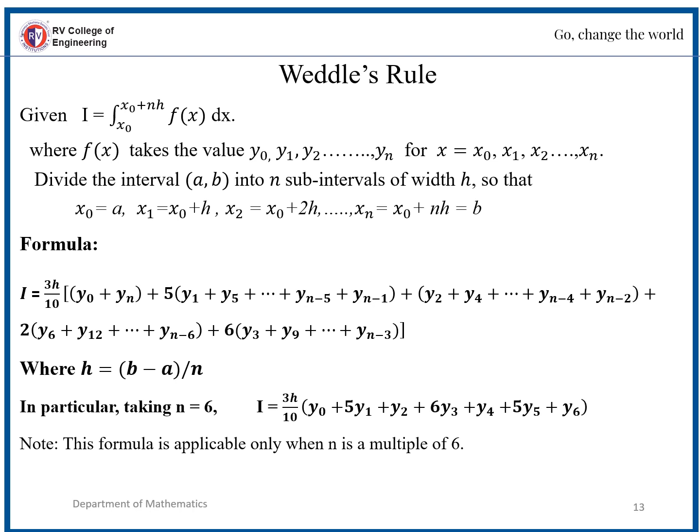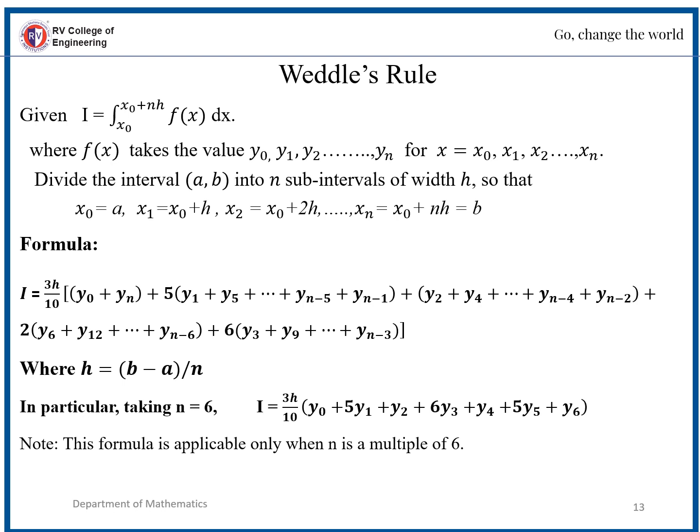Weddle's rule is nothing but I is equal to 3h by 10 times of y0 plus yn plus 5 times of y1 plus y5 and so on to yn minus 5, plus y2 plus y4 and so on to yn minus 2, plus 2 times of y6 plus y12 and so on to yn minus 6, plus 6 times of y3 plus y9 and so on to yn minus 3. So when we look at this formula, it seems to be very complicated, and how easily can you remember this?